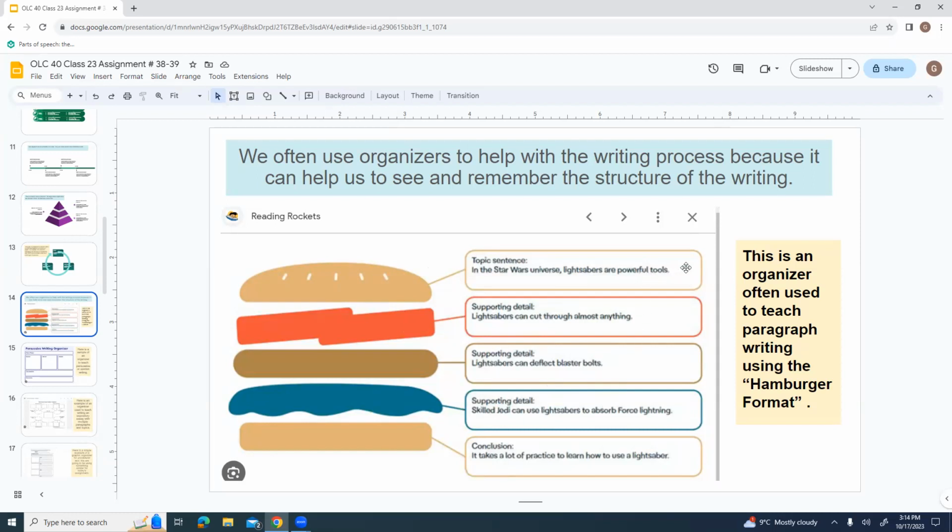They've done one on Star Wars. In the Star Wars universe, lightsabers are powerful tools. Lightsabers can cut through almost anything. Lightsabers can deflect blaster bolts.